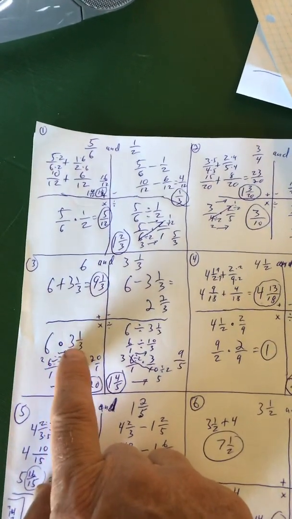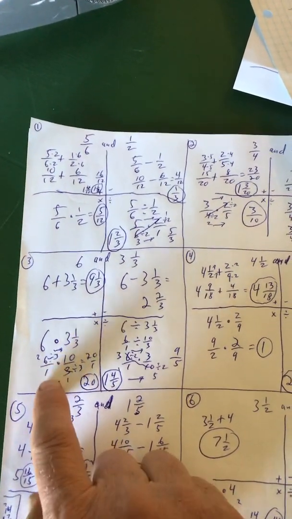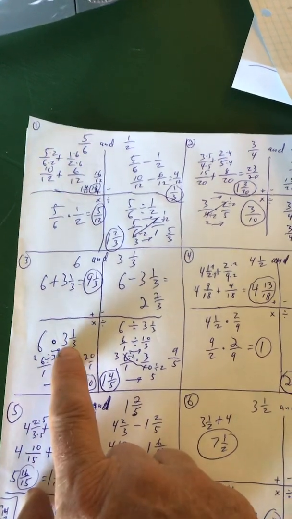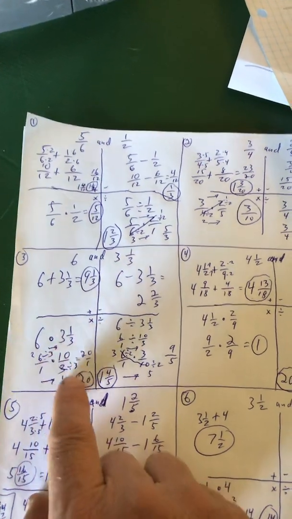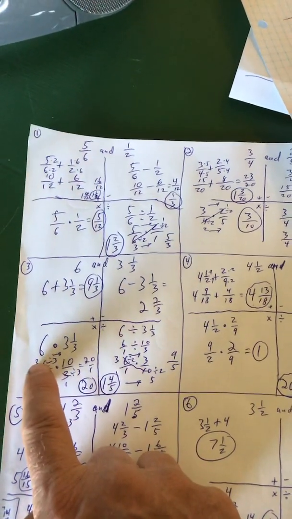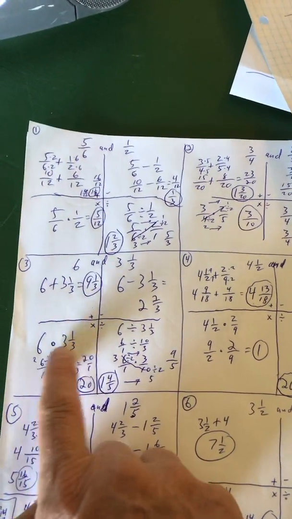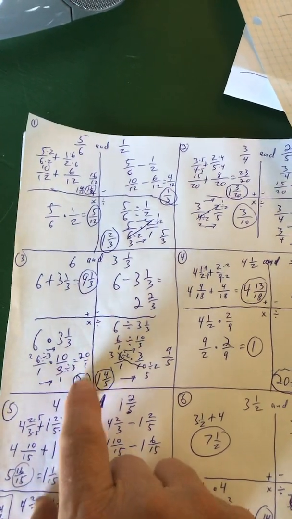Here's 6 times 3 and a third. Make the 6 into a fraction, that's 6 over 1. Make this into an improper fraction, that's 10 over 3. So I divided both these by 3. That becomes 2, and that becomes 1, and then I multiply straight across, and I get just 20 over 1, which is just 20.